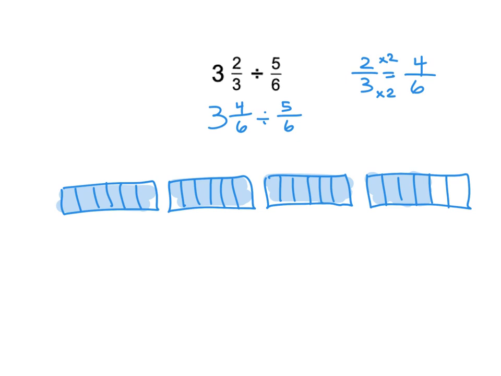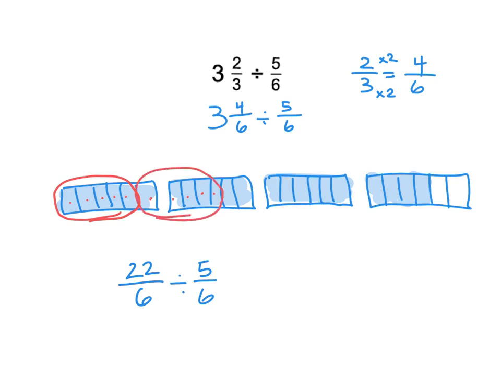If we think about how many pieces I have, how many sixths: I have 6, 12, 18, 19, 20, 21, 22. I have 22 sixths, and I'm trying to see how many groups of 5/6 I can make. So I count 1, 2, 3, 4, 5. That's a group of 5. That's a group of 5 sixths. 1, 2, 3, 4, 5. That's another group. 1, 2, 3, 4, 5.